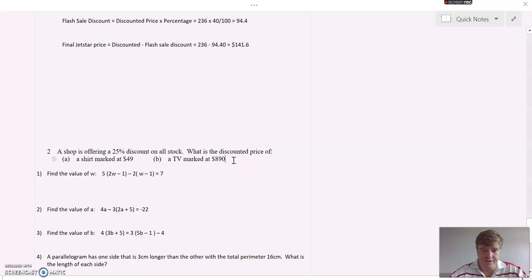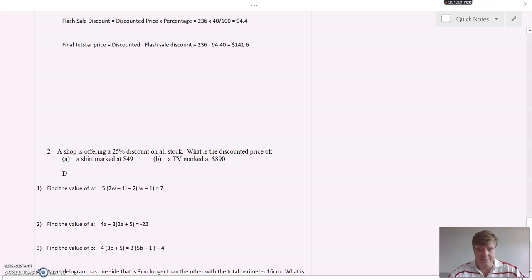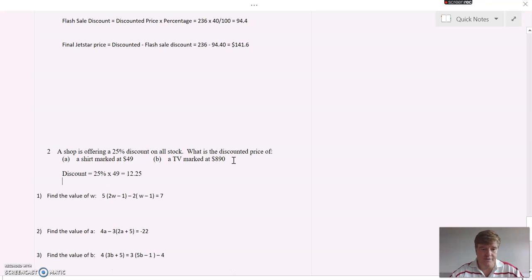Okay, let's just do the first one of these, 25% off. Okay, so the discount for A is going to equal 25% of 49. So $12.25. The discounted price is going to be the original minus the discount, which is going to equal 49 minus 12.25, which is $36.75. Put the dollar sign in there.